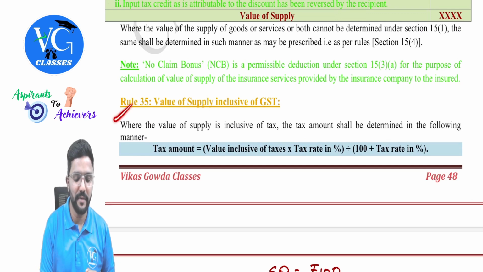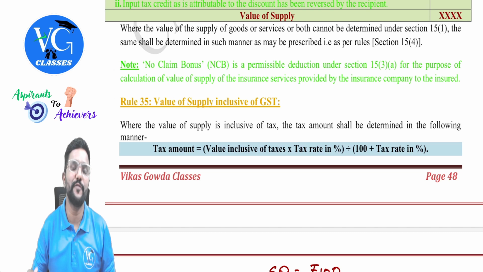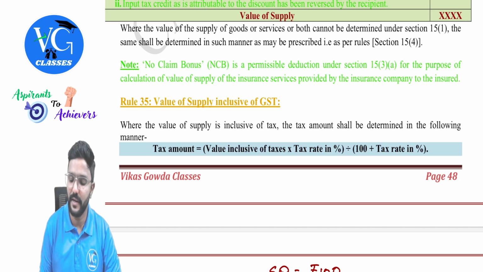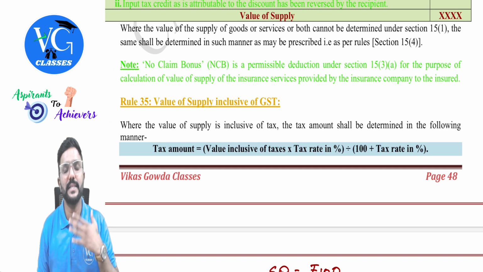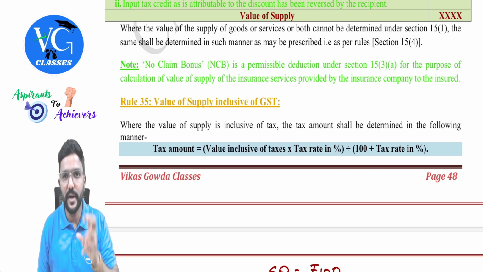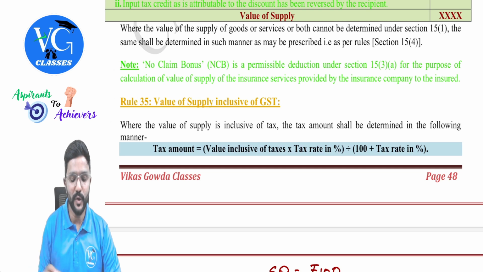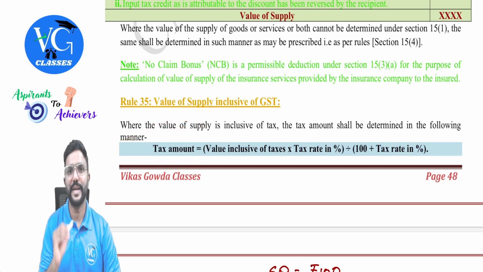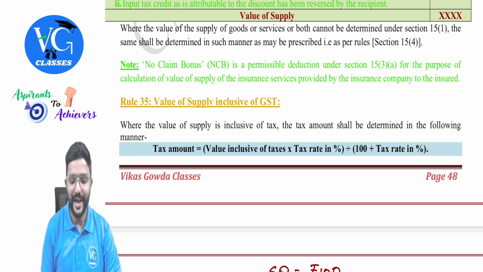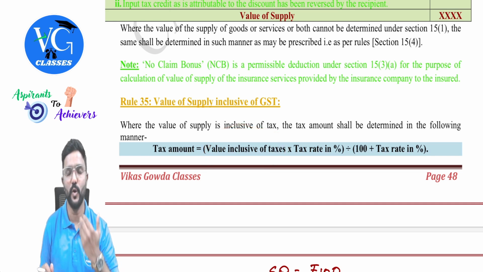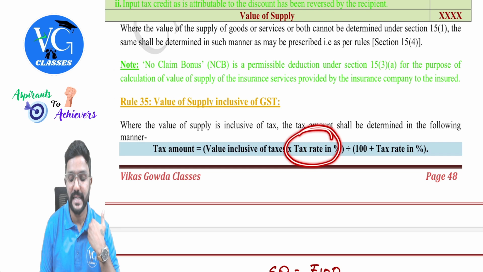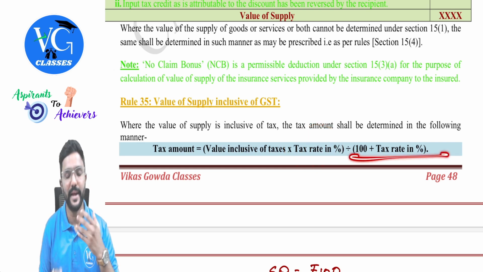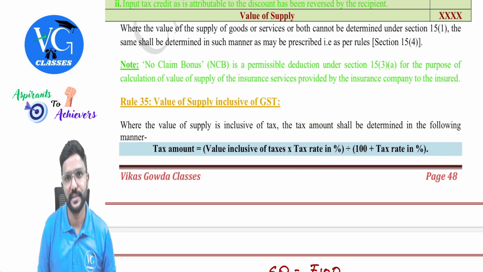Then, coming to this. One rule I have given here because that might be a part of your question, guys. Okay. And whatever is given here, I just now explained in section 15.4. Okay. So what is rule 35 telling? If whatever amount the supplier is collecting from recipient is already inclusive of GST, how to calculate the tax amount? Simple. Value inclusive of taxes, that is the total amount which the supplier has collected including GST, into tax rate in percentage, whole divided by 100 plus GST rate, guys.